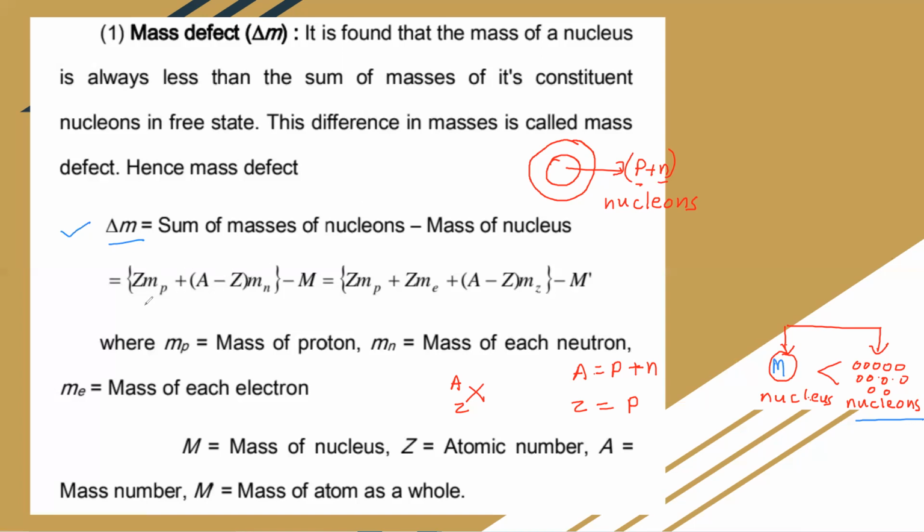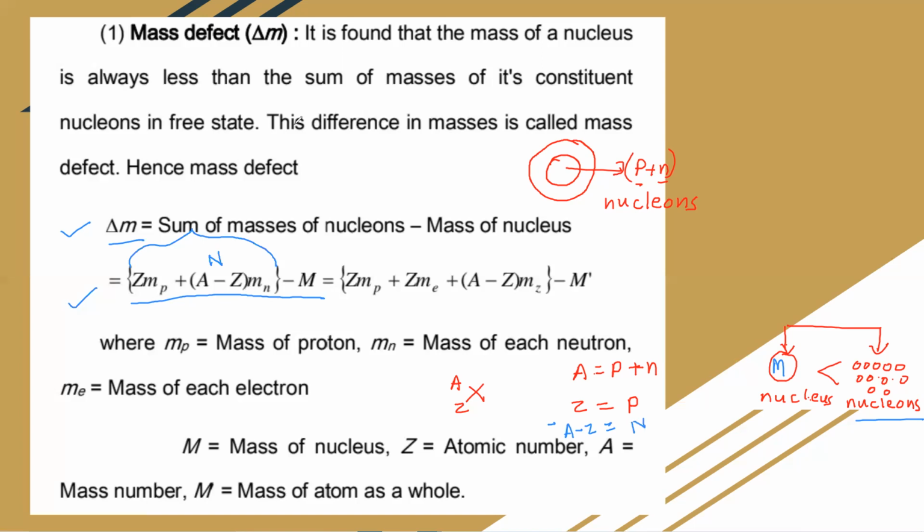Now, we can write the formula for mass defect as Z Mp, where Z indicates the number of protons, so number of protons into mass of proton, plus A minus Z. A minus Z will give you the number of neutrons which are present. So instead of A minus Z, I can write N also. So Z Mp plus N into Mn minus M. So this whole part gives the sum of masses of nucleons minus mass of nucleus, and that difference is mass defect. So this is our required formula for mass defect.